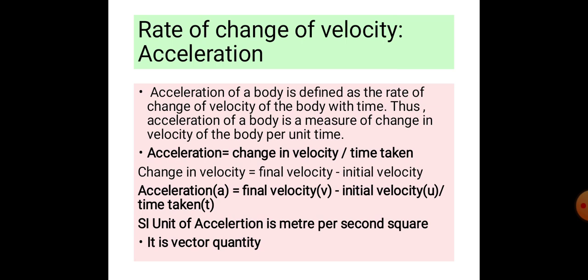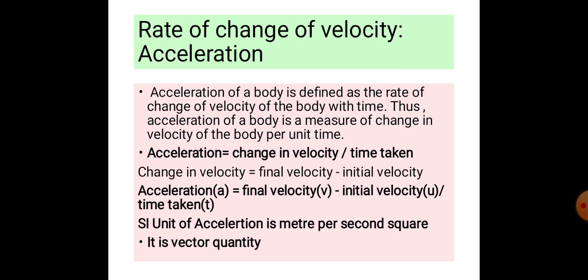So, to express the rate of change of velocity, we introduce another physical quantity called acceleration. The acceleration of the body is defined as the rate of change of velocity of the body with time. Thus, acceleration of a body is a measure of change in velocity of the body per unit time. Thus, acceleration equals change in velocity divided by time taken. As you know, the change in velocity means the final velocity minus initial velocity. So acceleration equals final velocity minus initial velocity divided by time taken.